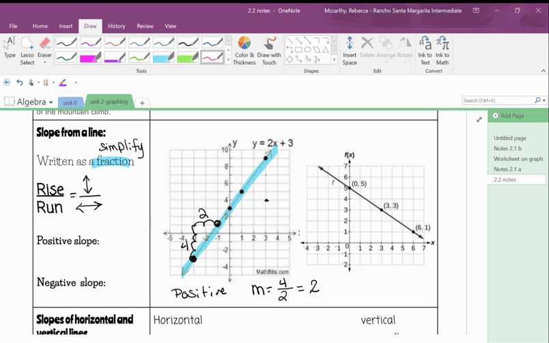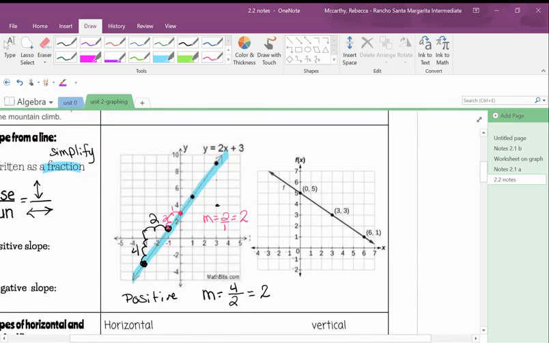And then I want to make sure that, okay, what if I just picked this point and this point? So I went up 2, to the right 1. I'm going to write it here. My slope is up 2 to the right 1, and again, that simplifies to a 2. And it's positive. We know it was positive because it went uphill, if you want to think of it that way. Now let's look at this one.